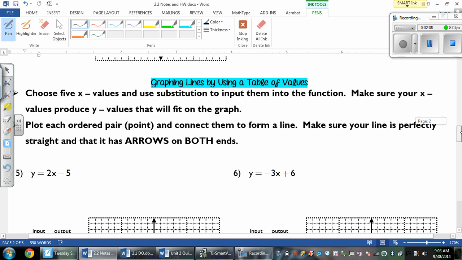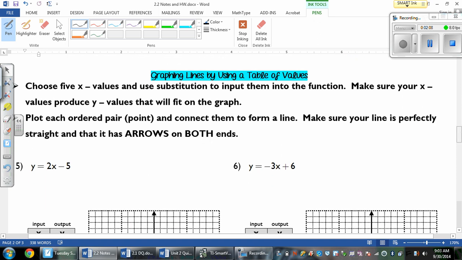Alright, so we are going to move on to graphing lines using a table of values. What we're going to do is first choose 5 x values, and then we're going to use substitution from what we did in Unit 0, so that first chapter that we did. And we're going to substitute them into our input values, into the function. Okay? And then make sure your x values produce y values that fit on the graph.